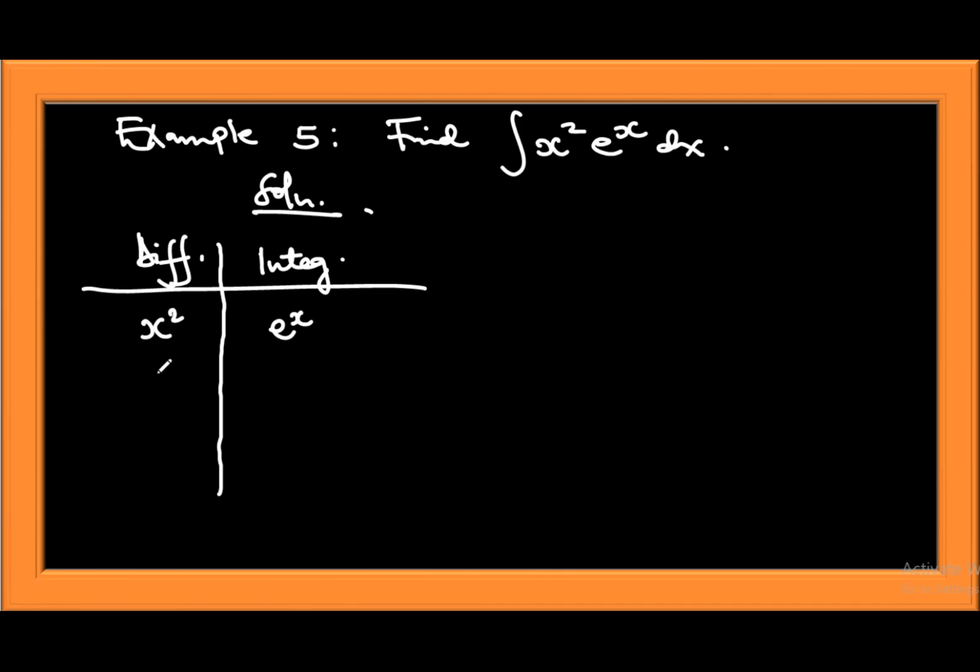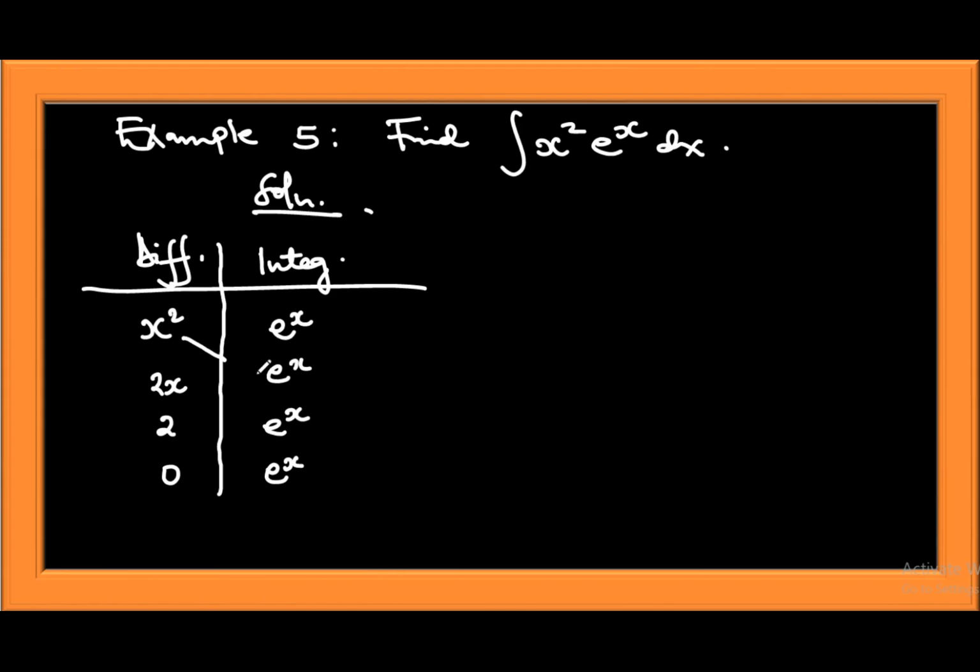When you differentiate x squared, you get 2x. When you integrate exponential x, you get exponential x. Differentiate 2x, you get 2. Integrate exponential x, you get the same exponential x. Differentiate 2, you get a 0, which is our target for stopping. And then integrate this, you get the same exponential x.